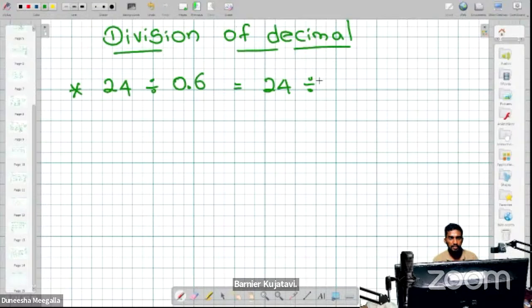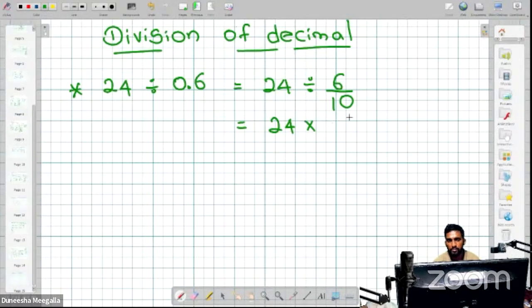How do we write 0.6 as a fraction? 6/10. Yes, 6/10. Now we change the division mark to multiplication and get the reciprocal of the fraction.